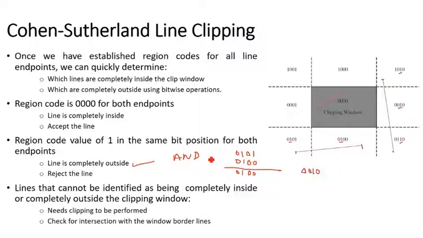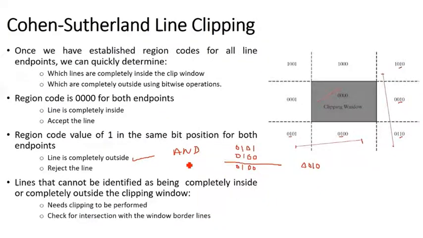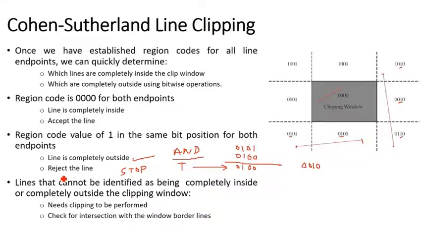Now, observe the output of the AND operation. If the line completely resides outside on one side of the clipping window, then the AND operation will always give me true. In this case also, this is another stop condition for us. I stop my algorithm and I decide that this line is completely outside the clipping window, and I reject the line.